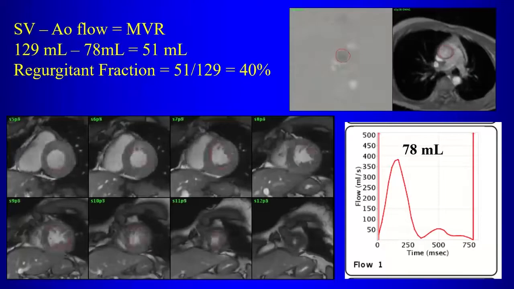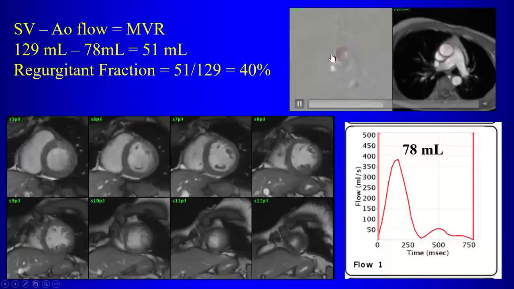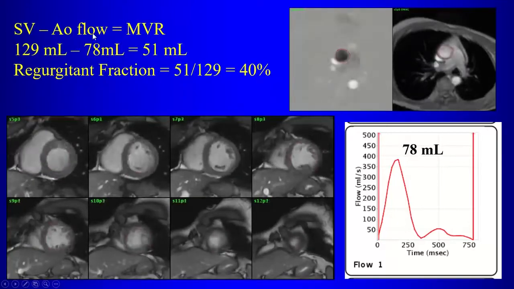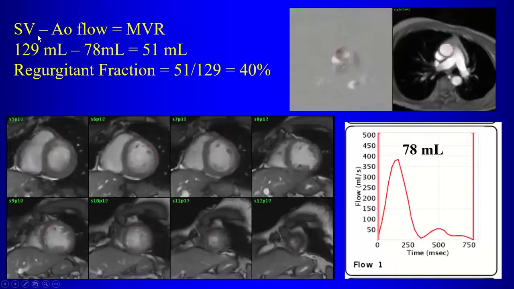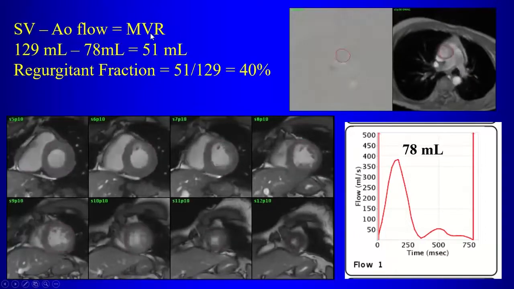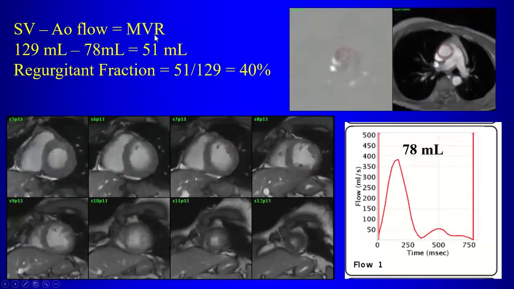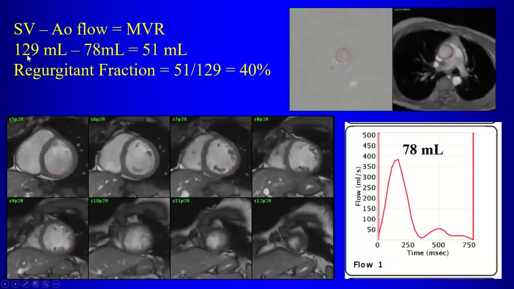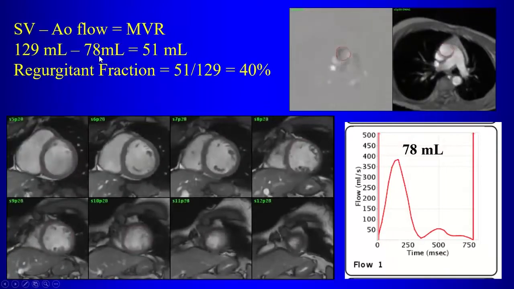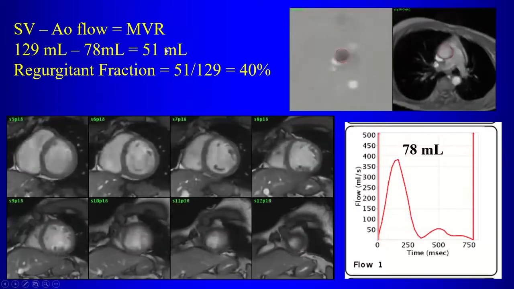Remember, with mitral regurgitation, the blood is going in two directions. Some of it will go into the ascending aorta and the rest will go backwards through the mitral valve into the left atrium. If we calculate the stroke volume, and then calculate the flow through the aorta just above the aortic valve, and subtract that from the stroke volume, then what's left over has to be the volume of blood that is regurgitating through the mitral valve.